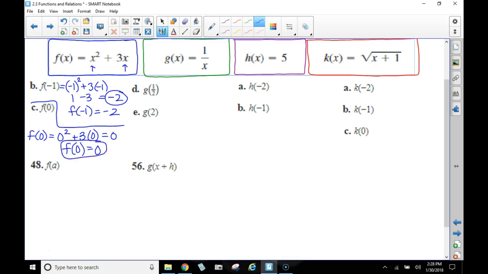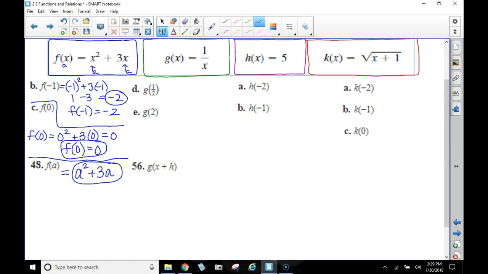Okay? Now, with f notation, we are also allowed to evaluate our functions at not just boring old numbers, but also other values or quantities. So like on number 48, our f function evaluated at a means go to your f function and where you had an x, replace that with an a. So our f function evaluated at a would be equal to a squared plus 3 times a. And that's your answer. That is what we would get if we would replace x with a.